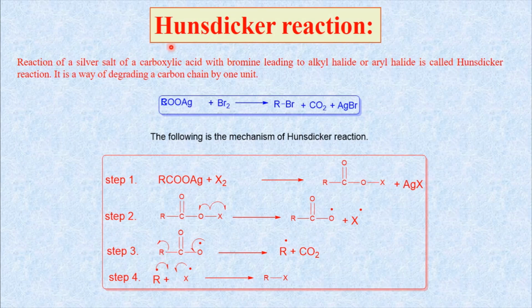So what is the Hunsdiecker reaction? The reaction of the silver salt of a carboxylic acid with bromine, leading to an alkyl halide or aryl halide, is called the Hunsdiecker reaction. It is a way of degradation of the carbon chain by one unit.